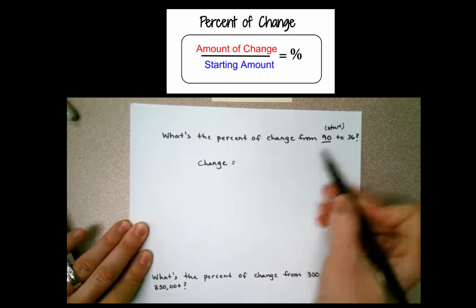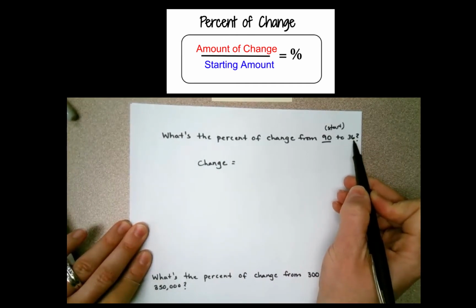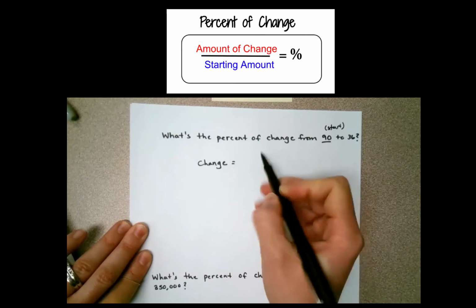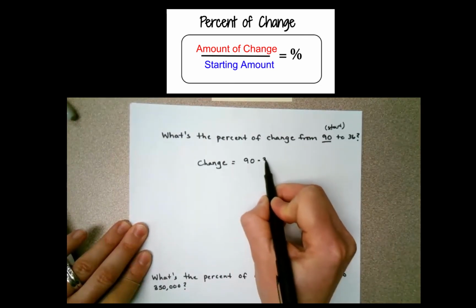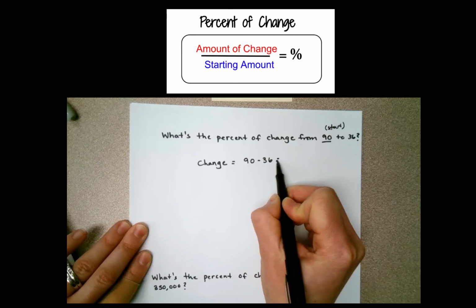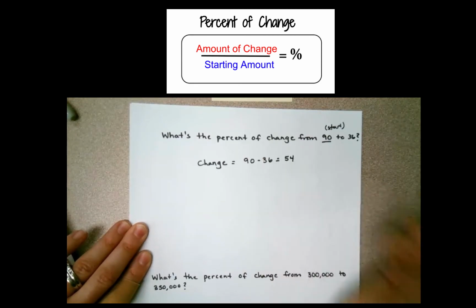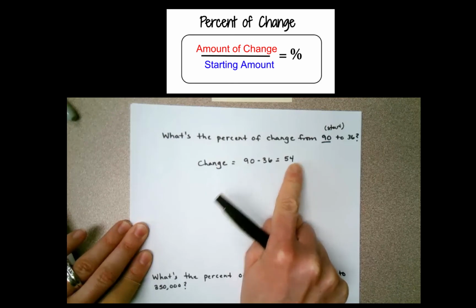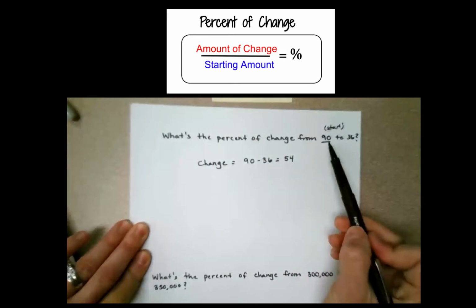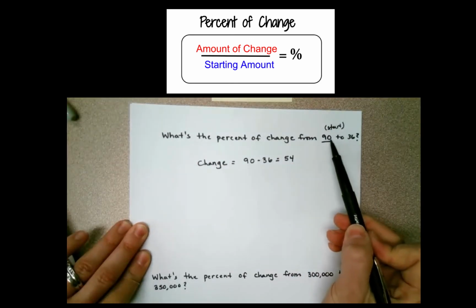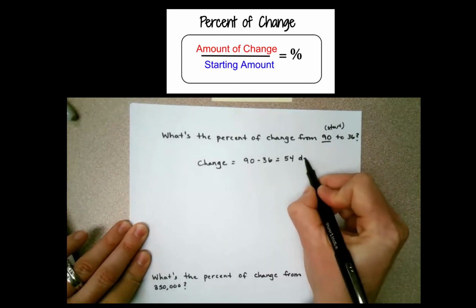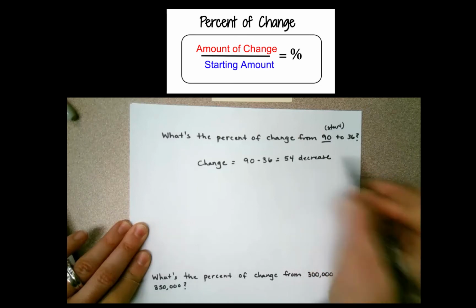Percent of change will never be negative, so you always want to make sure that you're taking the smaller value away from the larger when you're calculating the change. So it would be 90 minus 36, which equals 54. Now, is this 54 a value of increase or decrease? Well, you're going from 90 to 36. You're starting with a larger, you're going to a smaller. So this would be a decrease.